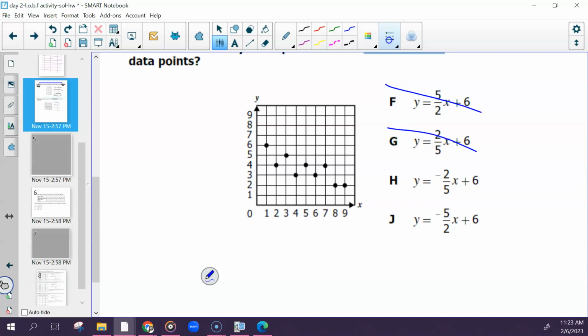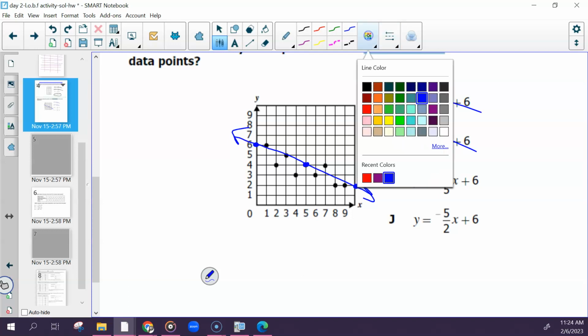They both have a y-intercept of 6, so that's where I'm going to start. Slope of negative 2 over 5, so go down 2 and to the right 5, and keep doing that. Now, it looks like H might be our answer because the points are surrounding that line. But draw in J just to make sure.